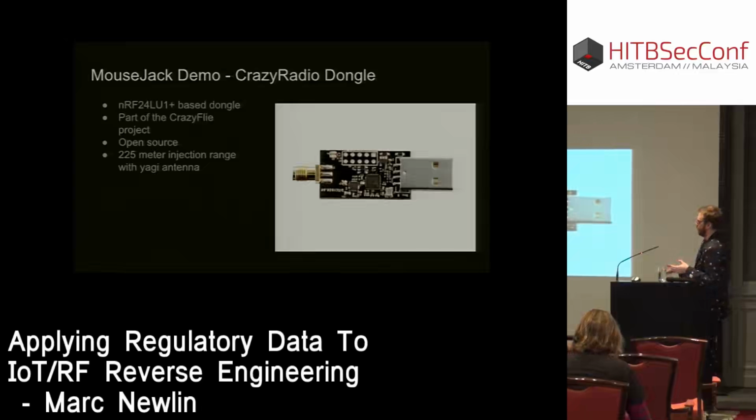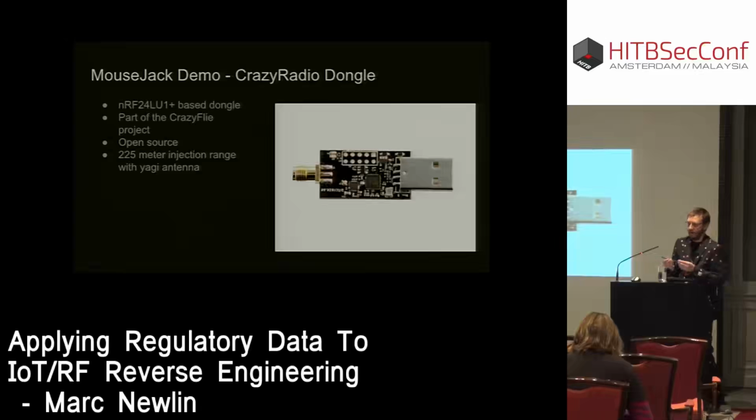So now I'm going to do a demo of kind of what the result is of all this research. MouseJack is a bunch of keystroke injection vulnerabilities I found in different types of non-Bluetooth wireless mice. For doing this kind of injection demo, I like to use these hardware-defined radio dongles. In this case, this is a dongle from the CrazyFly, which is an open source drone project. It's the same transceiver as Logitech uses in their wireless mice, but it also has a power amplifier and low noise amplifier.